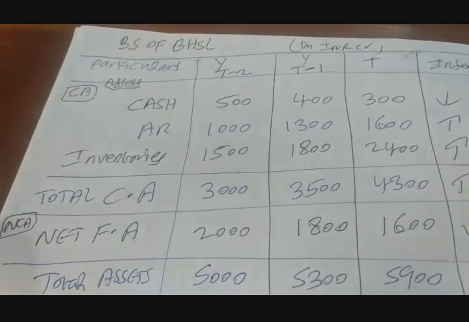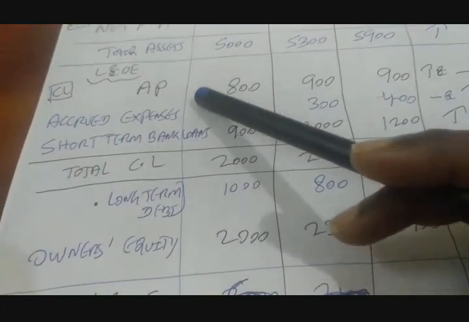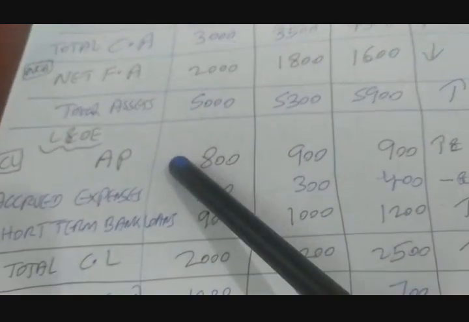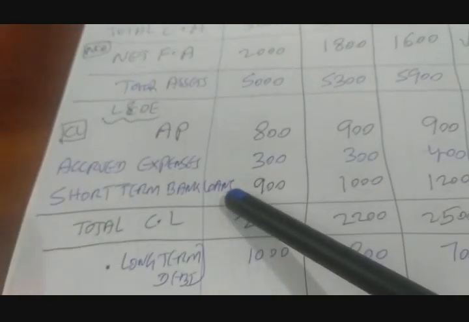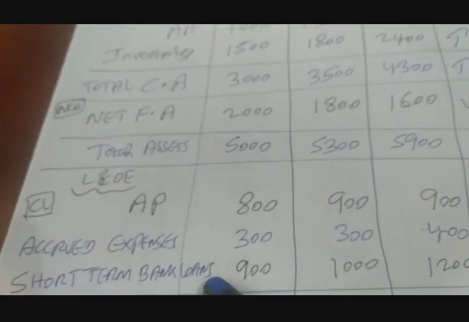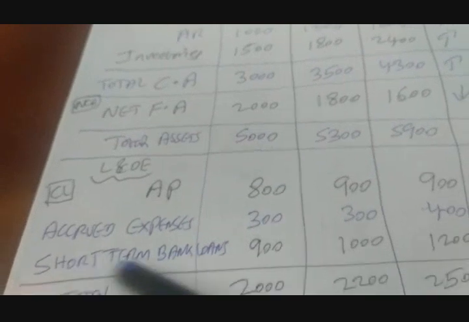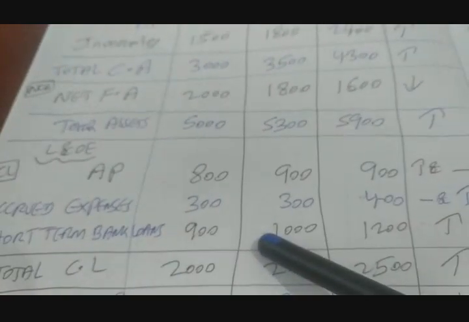And then we will go for current liabilities. If you look at current liabilities, there are three items: accounts payable, accrued expenses and short-term bank loans. Since we are talking about non-interest bearing current liabilities, because we are talking about non-cash working capital, we will not be considering short-term bank loans, which will be taken for computation of cost of capital.